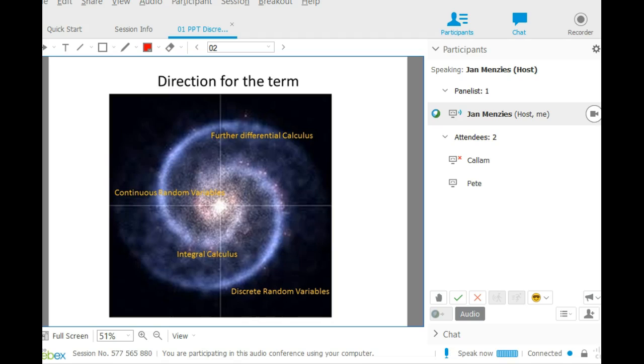Then, after doing the integral calculus topic, we go back and look at continuous random variables. So, the topic you're doing now, you must understand thoroughly so that when you come back to it, you can build on it. So, just be aware of the connectivity of the topics.